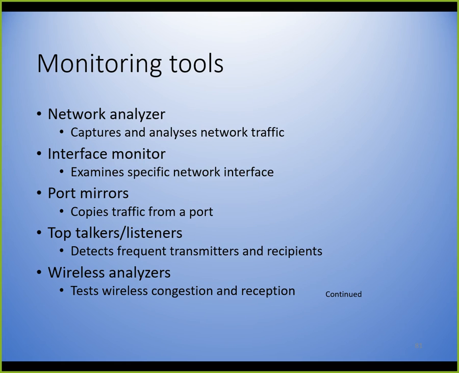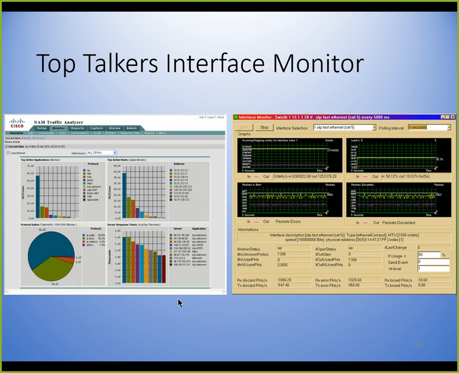Top talkers and top listeners, the frequent transmitters, who's using all of the bandwidth. Wireless analyzers check wireless congestion and the reception. This is an example of a couple of those. On the left here, the top talkers, and on the right is an interface monitor. It's just who's using all the bandwidth. What processes, what programs are the most popular? Who's getting the most outgoing? Who's getting the most incoming? Which servers are the busiest? Which protocols are the busiest? And then on the right, the interface monitor, what's happening on an individual interface?